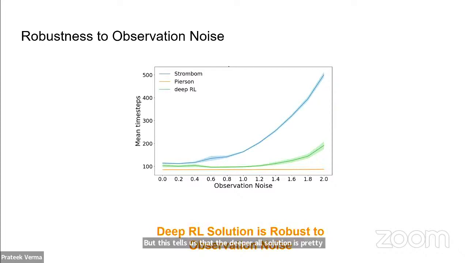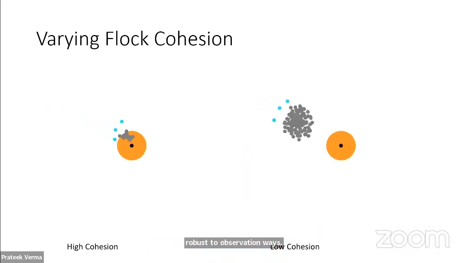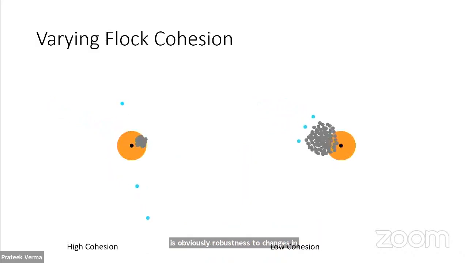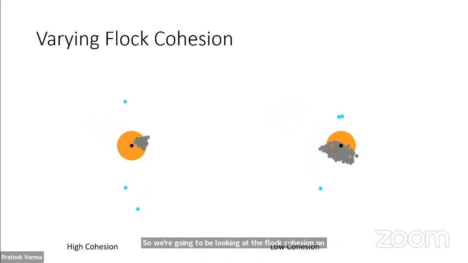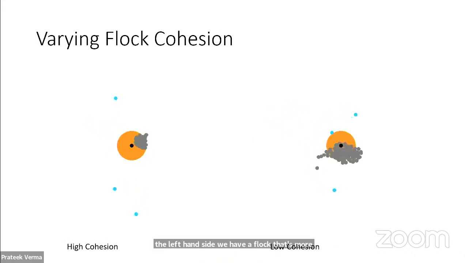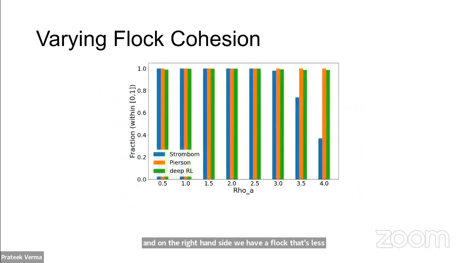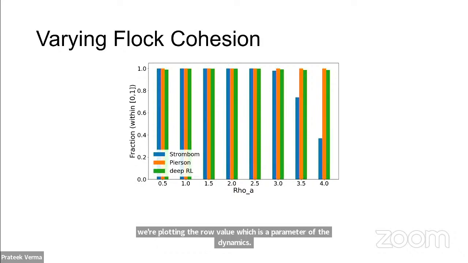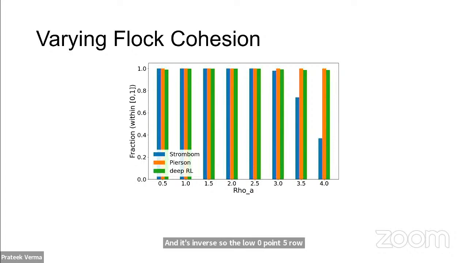The next kind of robustness we're going to look at is robustness to changes in dynamics. So we're going to be looking at the flock cohesion. On the left-hand side, we have a flock that's more cohesive, and on the right-hand side, we have a flock that's less cohesive, so it's more spread out. This time around, we're looking at the fraction of the flock that makes it to the goal on the y-axis. And on the x-axis, we're plotting the rho value, which is a parameter of the dynamics. It's inverse, so the low 0.5 rho is more compact and easier to control, whereas the 4 rho is looser and harder to control.